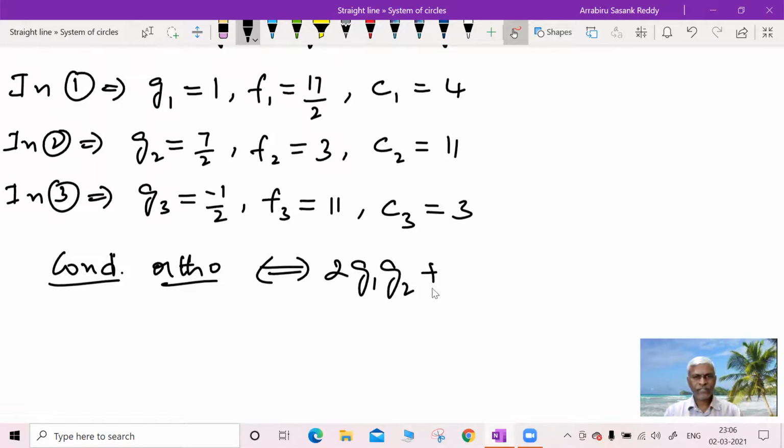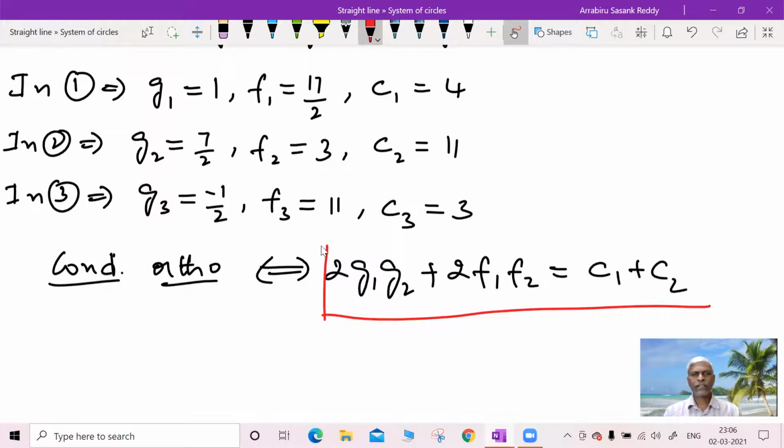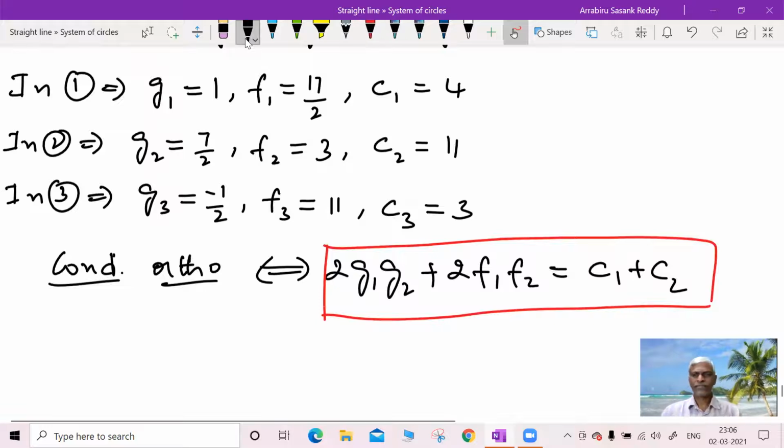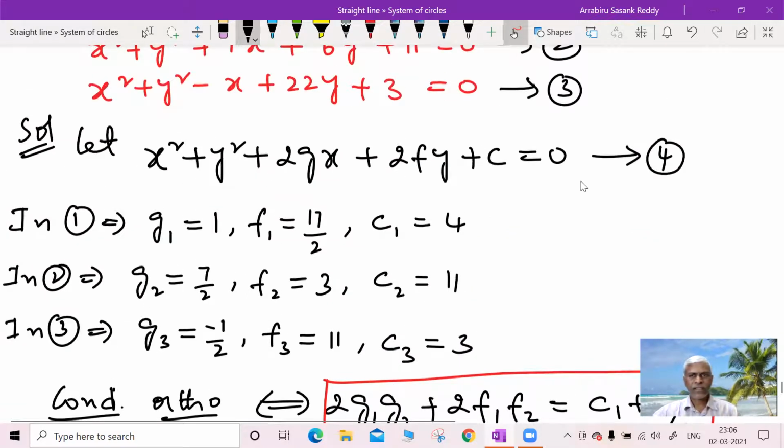2g1g2 plus 2f1f2 is equal to c1 plus c2 is the orthogonal condition. If two circles are orthogonal, then this is the condition. Now here, the required circle 4 is orthogonal to 1, 4 is orthogonal to 2, 4 is orthogonal to 3. So this fourth circle is orthogonal to first circle.